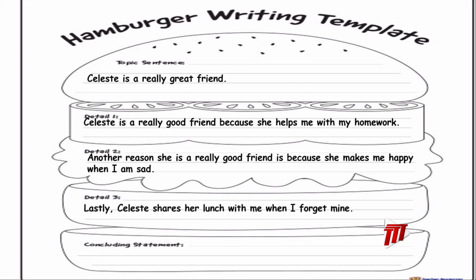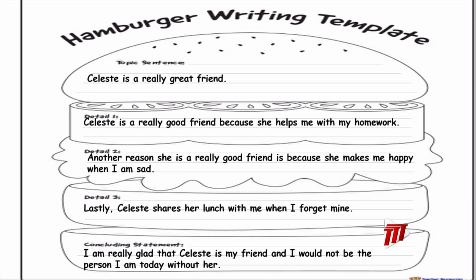lastly, Celeste shares her lunch with me when I forget mine. So this is a final reason why she is your great friend. And what is the transitional word here? It is lastly. So let's conclude our paragraph now. I am really glad that Celeste is my friend, and I would not be the person I am today without her. So this last sentence is telling us all the reasons why she is your great friend.